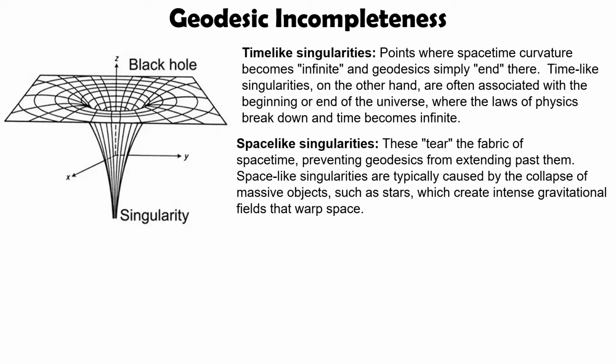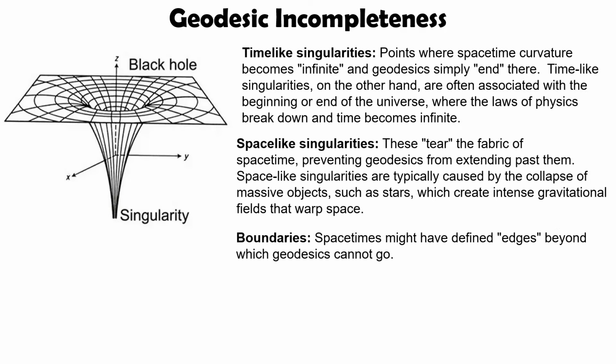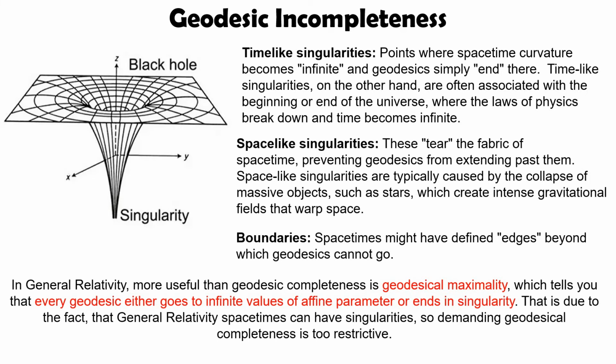And another is the space-like singularities. You can think that the fabric of space-time has been torn apart due to the heavy mass. The space-like singularities are typically caused by the collapse of massive objects such as stars, which creates intense gravitational fields. And there can be a third possibility, very hypothetical, which is boundaries. That means space-time might have defined edges beyond which geodesics cannot go. It will fall or whatever it will happen, depends. So the boundaries also say that there is a geodesic incompleteness.